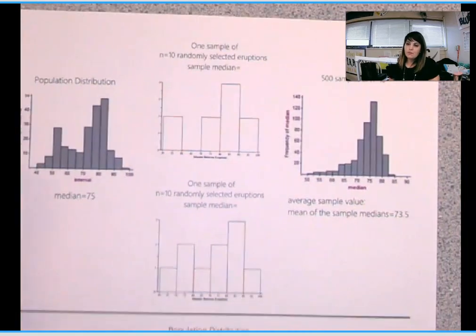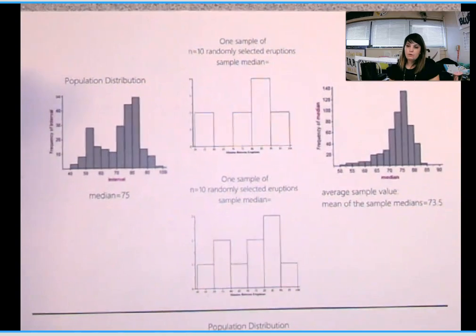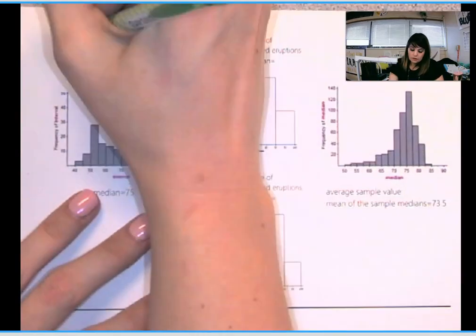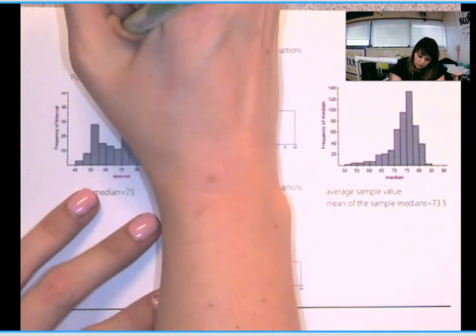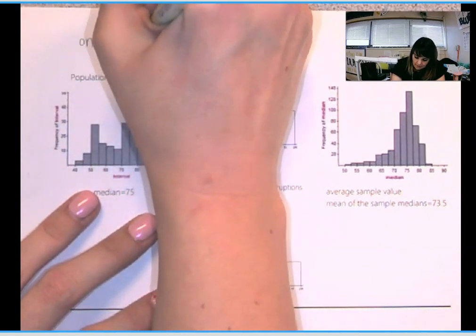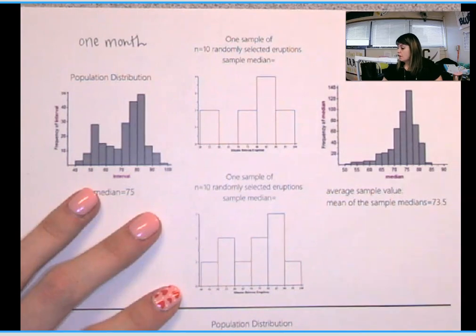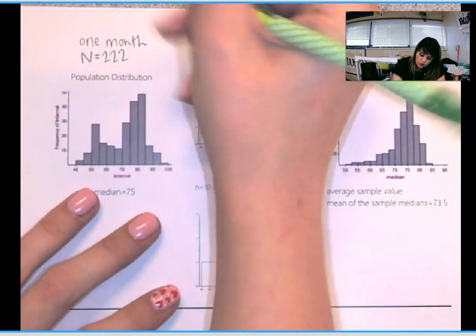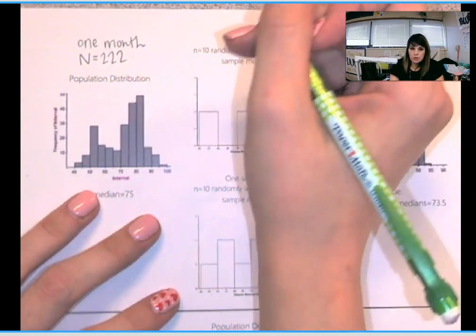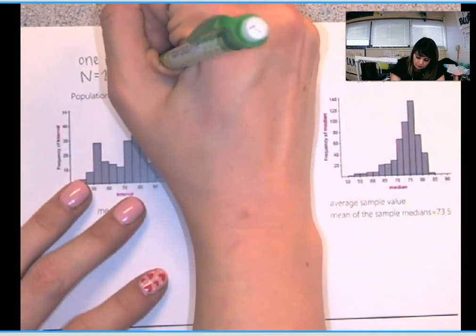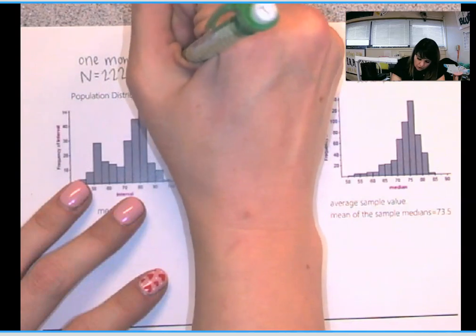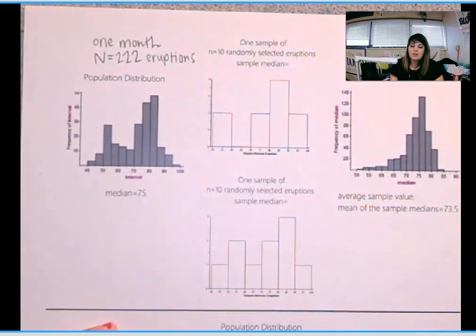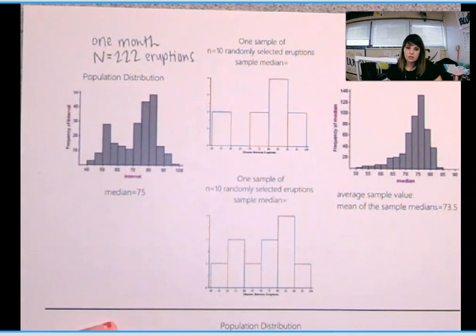So the setup for this is in your notes. This is the Old Faithful geyser. We looked at 1 month of eruptions, and in that 1 month, there were 222 eruptions. And that is graphed here in this histogram.